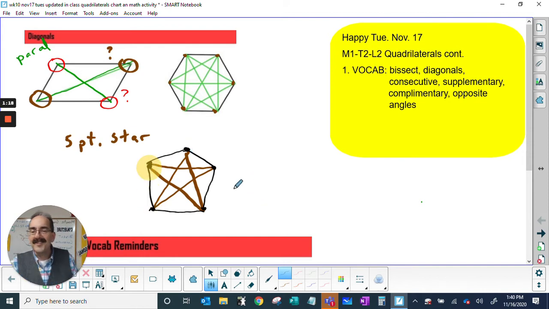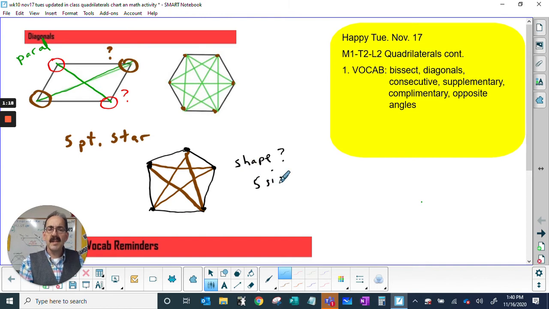Kind of cool, huh? What's the name of this shape? A 5-sided object. You know the name of that shape? Pentagon.